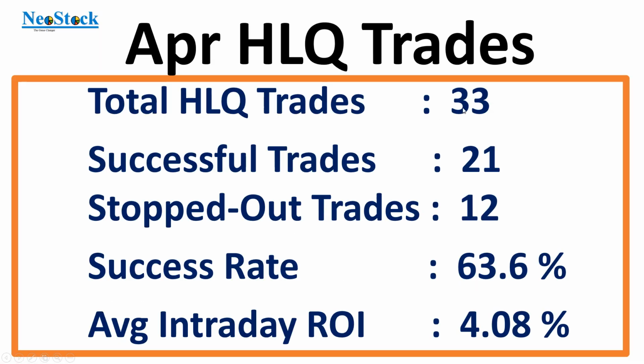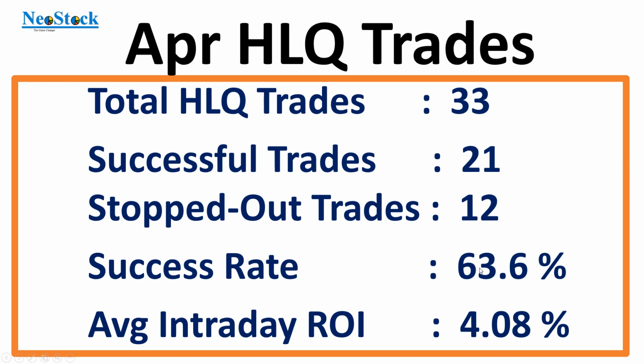In the April month we got a total of 33 trades, and 21 trades are successful and stopped out trades are 12. Success rate is 63.6% only. What is our average success rate? It should be above 80%, right? But this month our success rate has been badly hit.